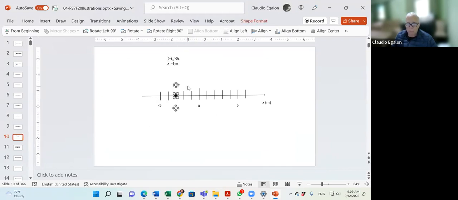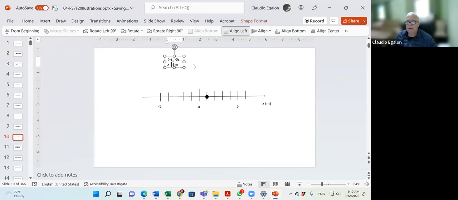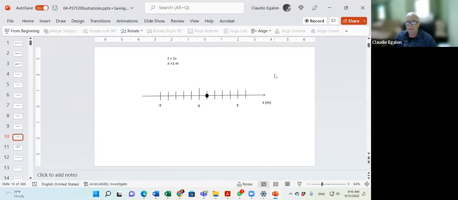Now, for the particle moved elsewhere, at time t equal to t1, x is going to be equal to what? You're going to write down 1 meter. To make things simpler, I'm going to put it 1 second later. One second later. And later on, we start working with symbols.